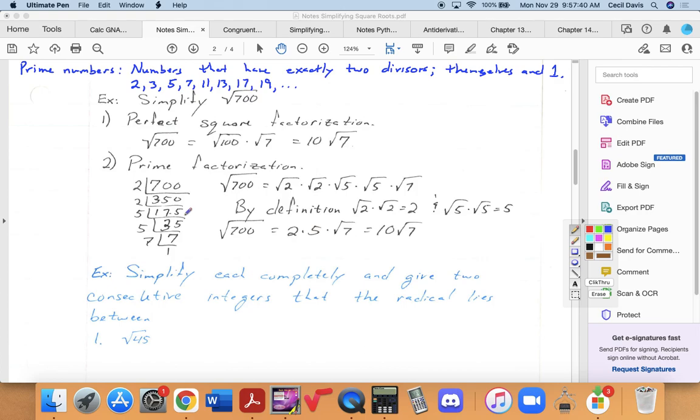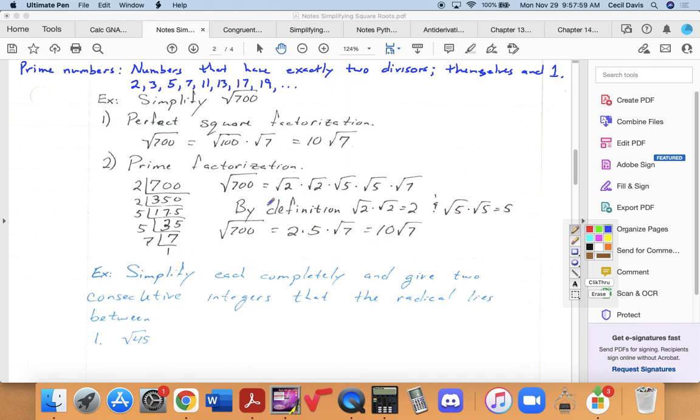So I divided that by 5. 5 goes into 175 35 times. 5 goes into 35 7 times. Now I can't do 5 anymore, so I switch to another prime number, 7. 7 goes into 7 once. Once you get to 1, you have finished the prime factorization.